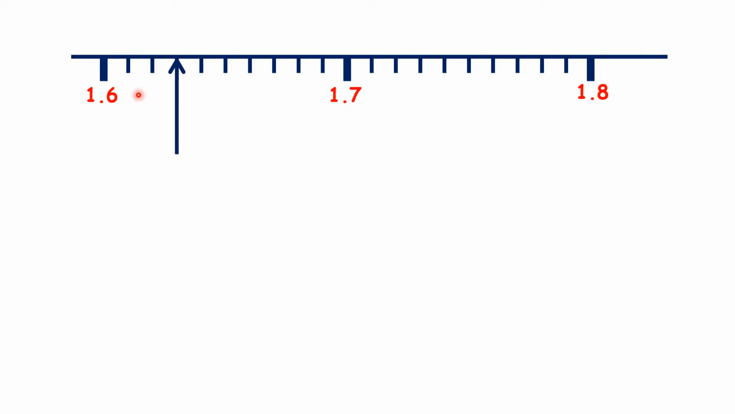So if we want to write the number which this arrow is pointing to, we will need to use our hundredths place value column. And after 1.6, we have 3 hundredths, so our decimal number is 1.63.